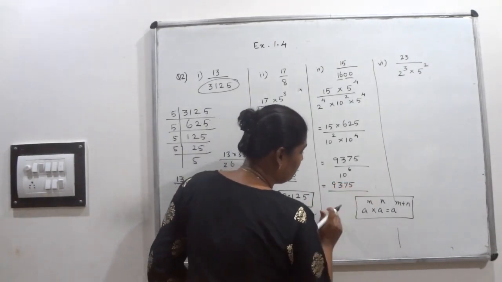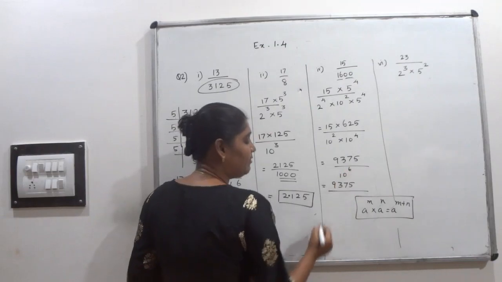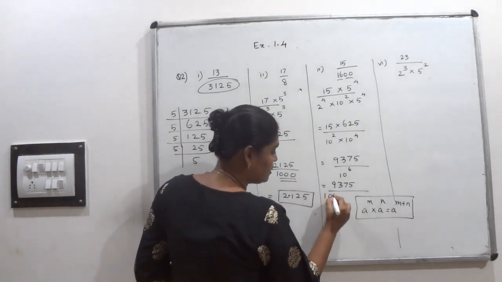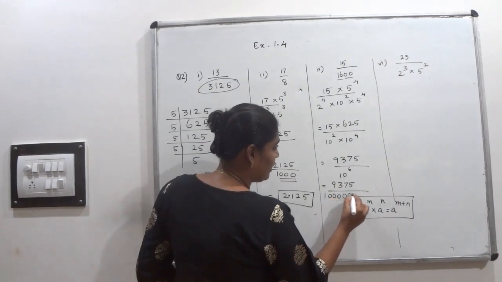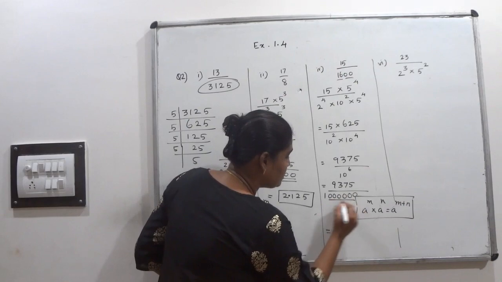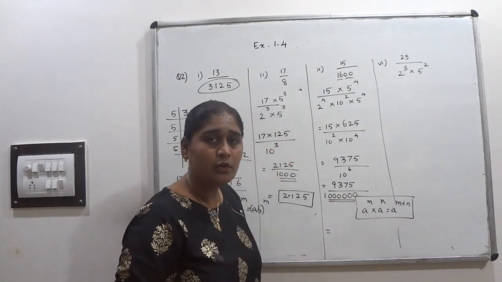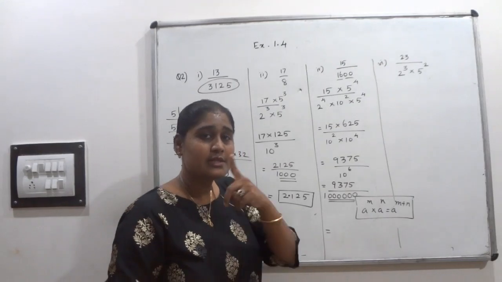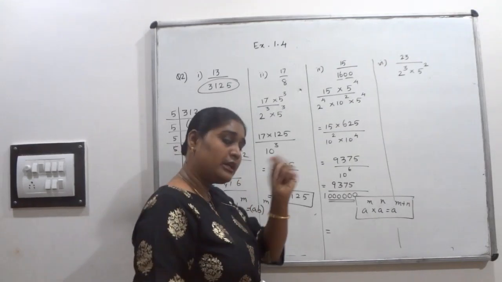9375 upon 10 power 6. That means how many zeros will be there? Total 6 zeros. So 1, 2, 3, 4, 5, 6 zeros. I have to keep the point now. Now you check it, how many zeros are there in the denominator? Total 6 zeros. So I have to count how many digits in the numerator, 6 digits from the last, then keep the point.